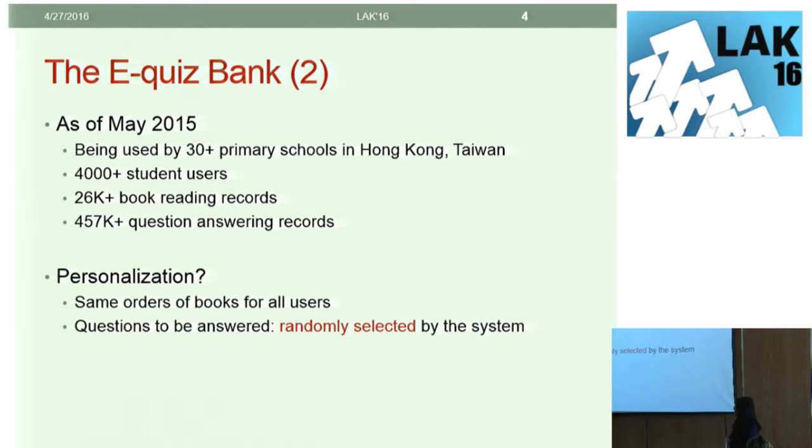However, there are some things to improve in the system. One thing is personalization. Currently, our system ranks these books in the same order for all the students, all the users. And for the questions to be answered, they are just randomly selected after each book is read. So in other words, there's no personalization. But we think students are different, and it's better to personalize their experience.